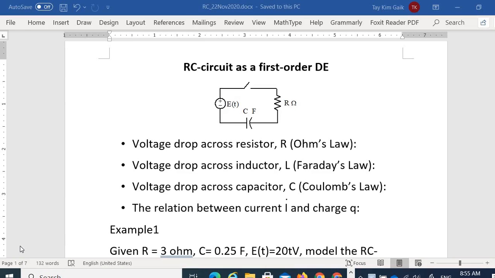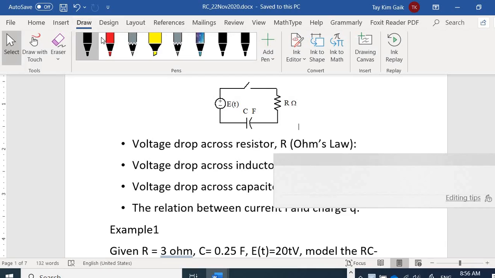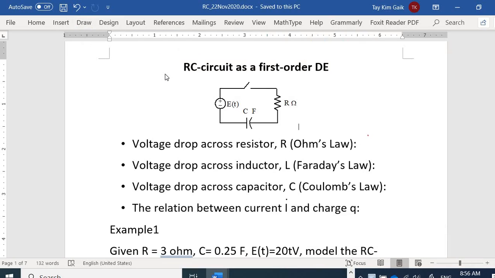Good morning. Okay, we are going to learn the RC circuit, which can be modeled as a first order differential equation. As you know, by using Kirchhoff's voltage law, you can find the voltage drop across the resistor. We denote the voltage drop across the resistor VR, which is actually IR.